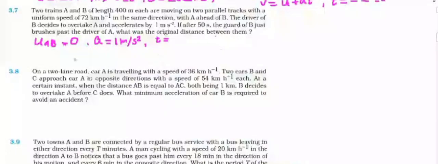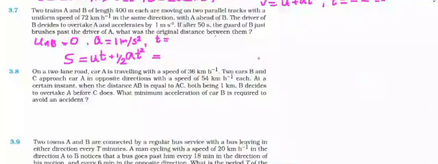Okay. So we can use this formula S is equal to ut plus half at square. But for this formula you have to remember that it is in terms of relative values. S is relative distance, U is relative initial velocity, and A is relative acceleration. We write the formula directly in terms of relative motion. So from that you can calculate the value of S.